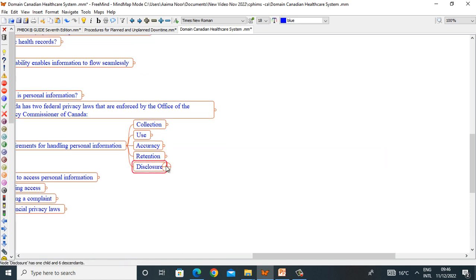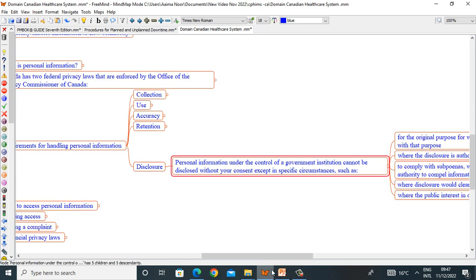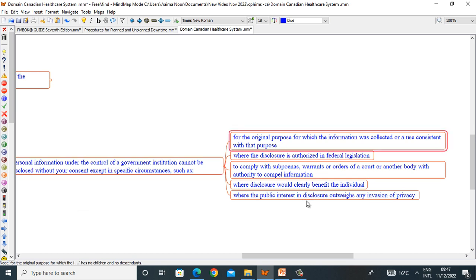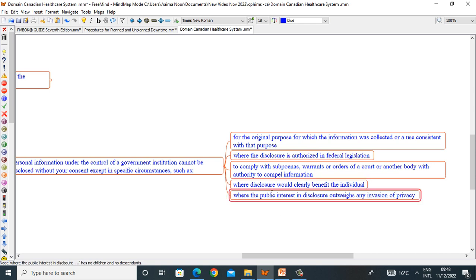Disclosure. Personal information under the control of a government institution cannot be disclosed without your consent except in specific circumstances, such as for the original purpose for which the information was collected or use consistent with that purpose, where the disclosure is authorized in federal legislation, to comply with a subpoena, warrant or order of a court or another body with the authority to compel information, where disclosure would clearly benefit the individual, where the public interest in disclosure outweighs any invasion of privacy.